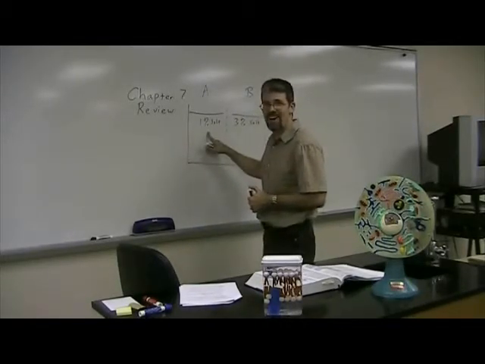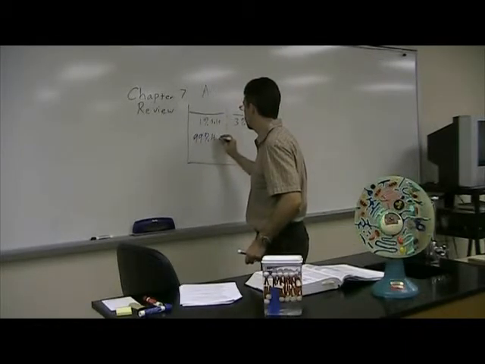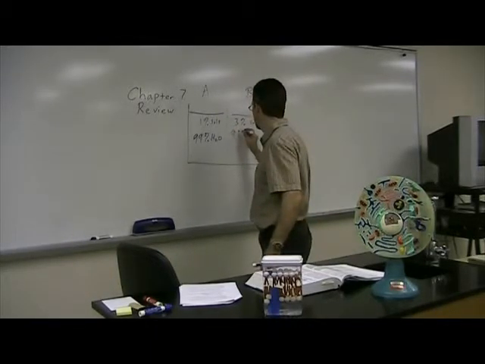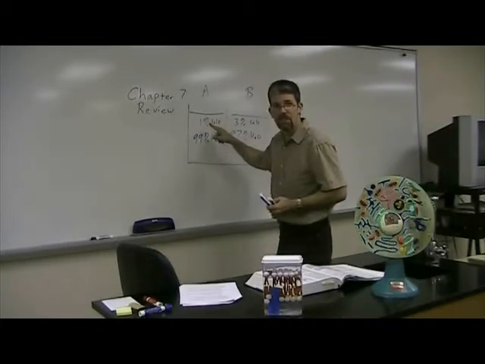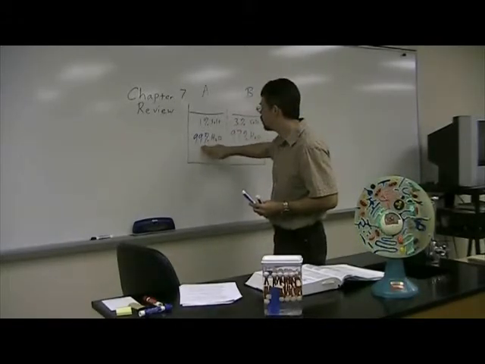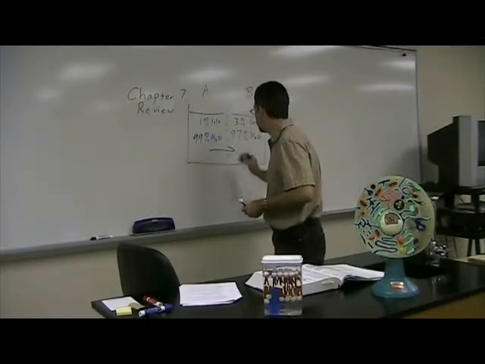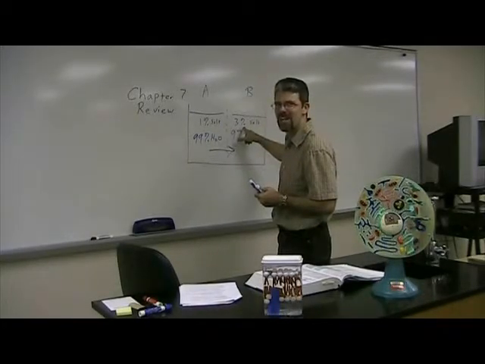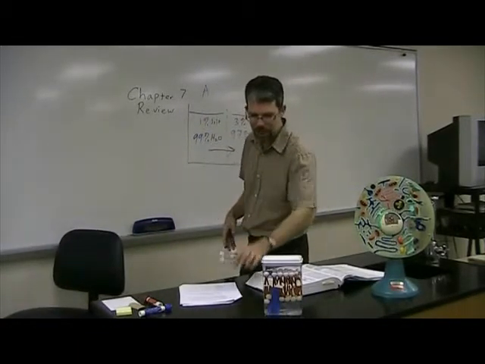Now, if this is 1% salt, it's 99% water. And if this is 3% salt, it's 97% water. Now, we have a concentration gradient of salt, but it doesn't matter. Salt can't pass the membrane, but water can. So water is going to diffuse from the area of higher concentration of water to the area of lower concentration of water. In other words, the water is going to move toward the saltier side. Water follows salt.